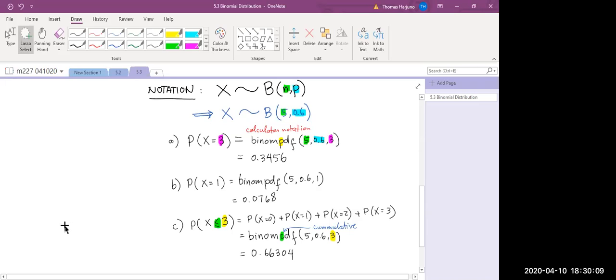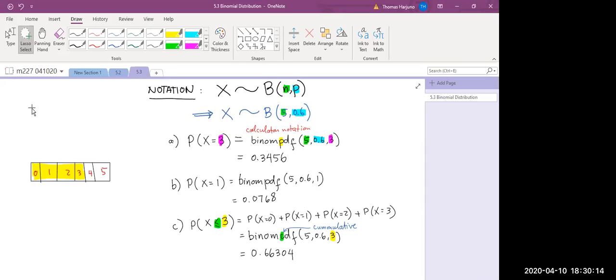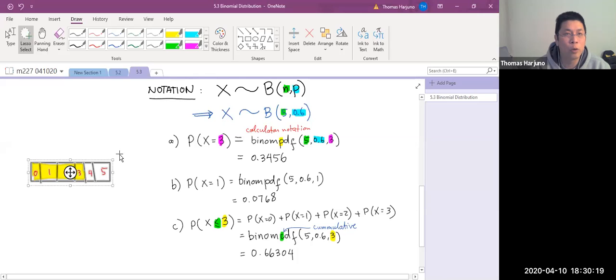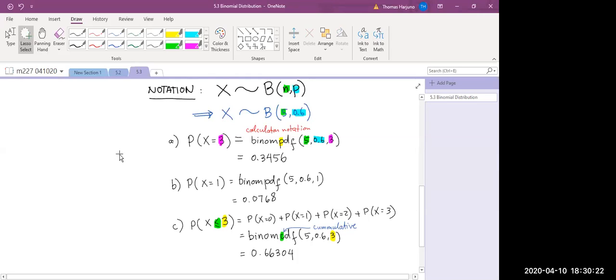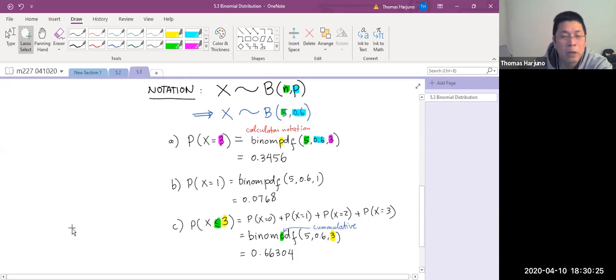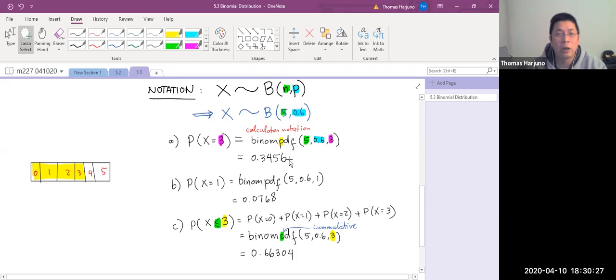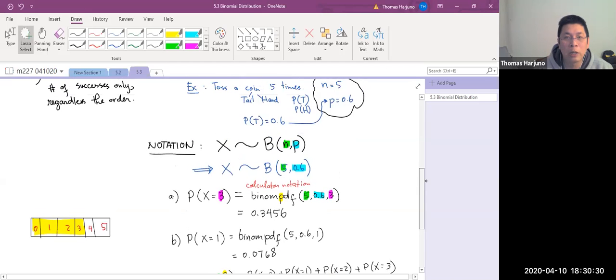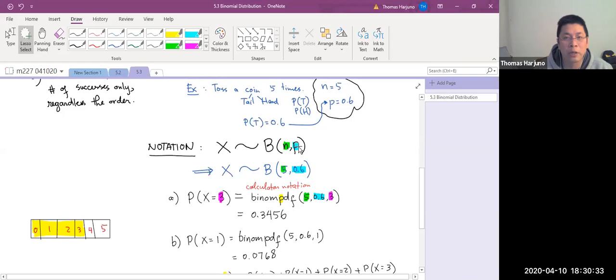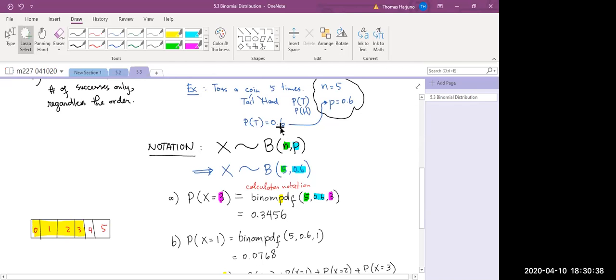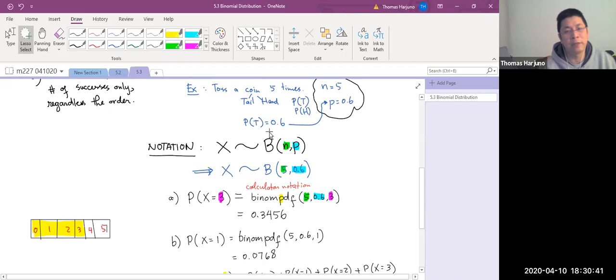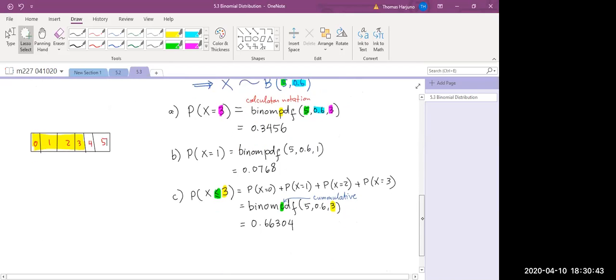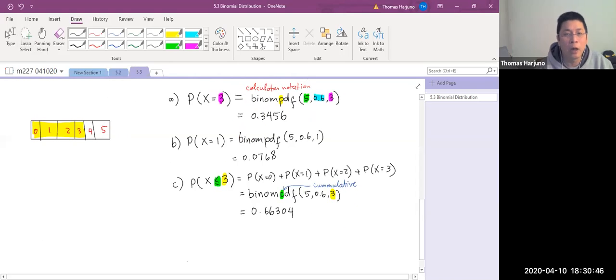I have a question. Where did you get the 0.6 in the notation? Yes, you mean why 0.6? Well, because in our original question, we know that the probability of each tail is 0.6. That's our P. It's just given. Okay, thank you.